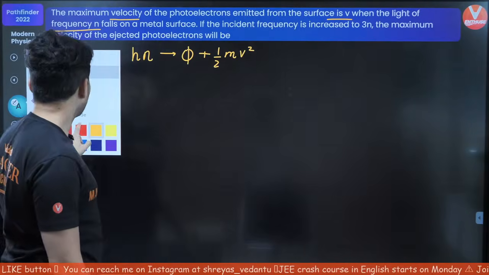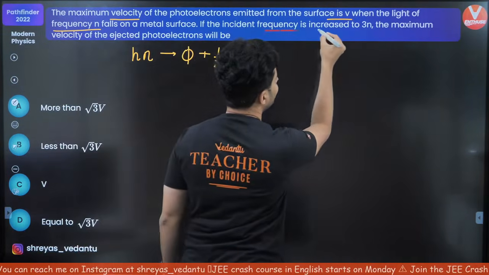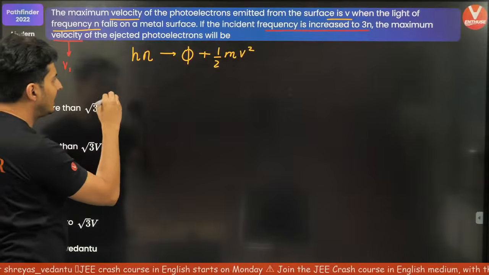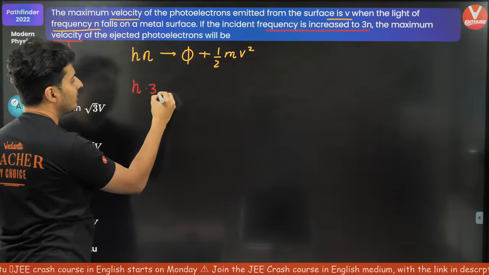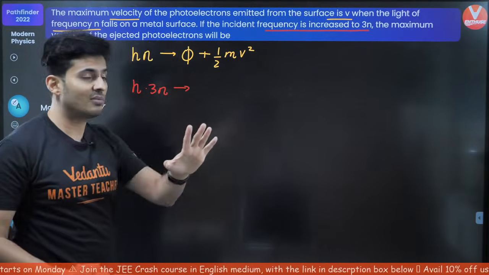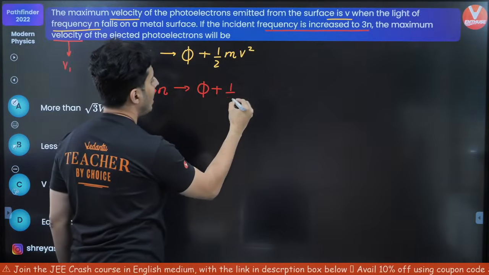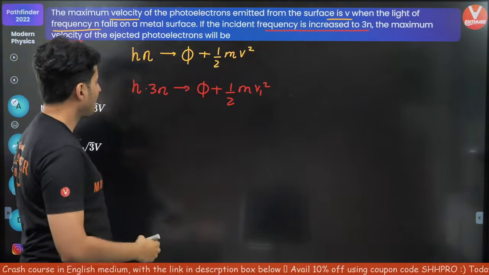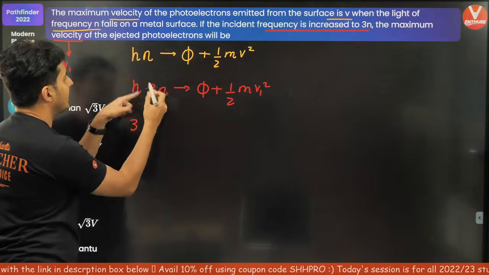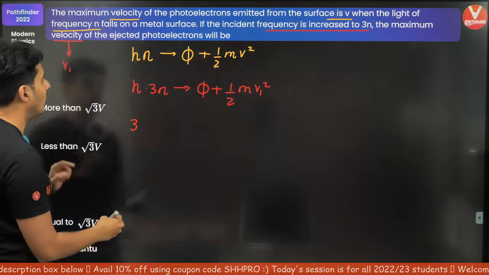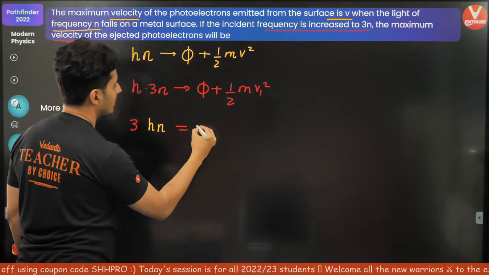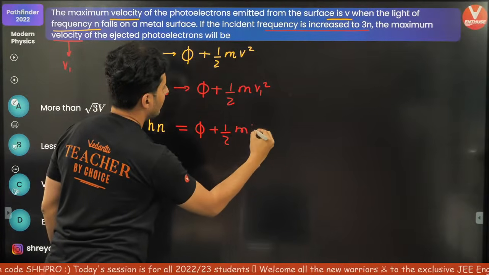In the second situation, when the frequency is made 3n, the new velocity, let's say v1, gives an equation like this. Instead of n, you put 3n. The material is still the same on which the light is falling, so the work function won't change. So it will still be phi plus half m v1 square. Now h into 3n, I can write as 3 into hn, and hn I will take from the first equation.